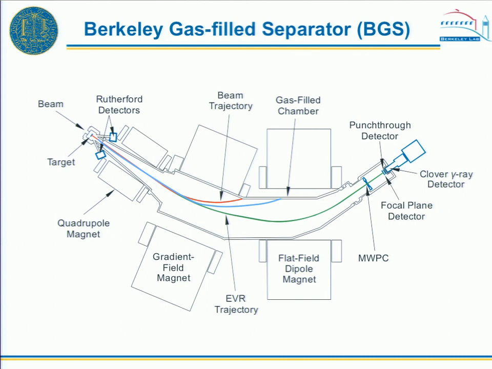The instrument that we use to do these irradiations is the Berkeley Gas-filled Separator. Because we're only making 1 atom a week or 1 atom a month, we need an instrument which can separate out that 1 atom from all of the other nuclear reaction products and all of the beam. Here in the schematic, we have the beam coming in from the left and going through this target chamber.